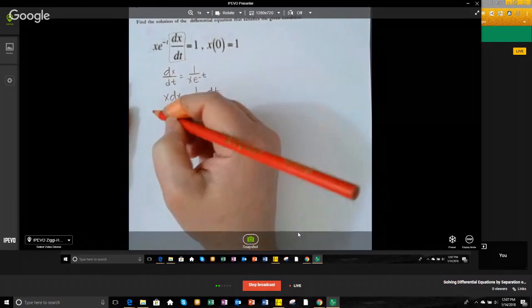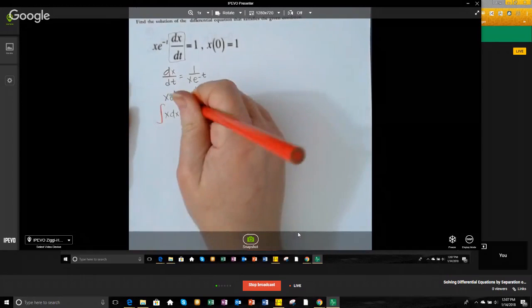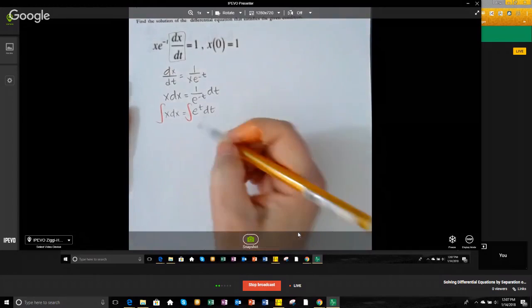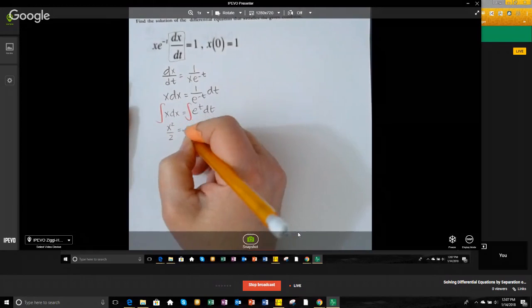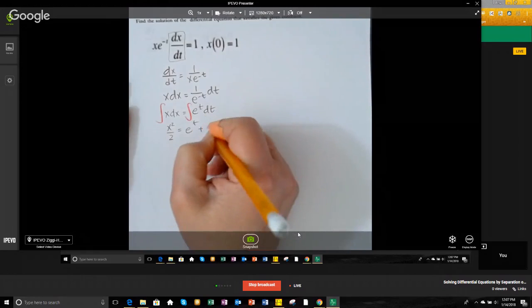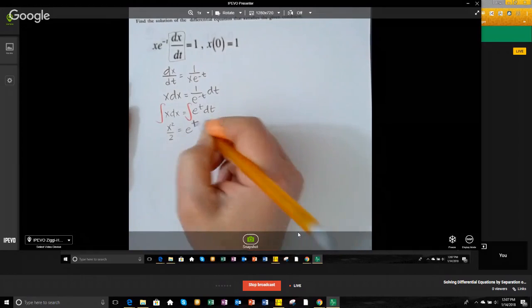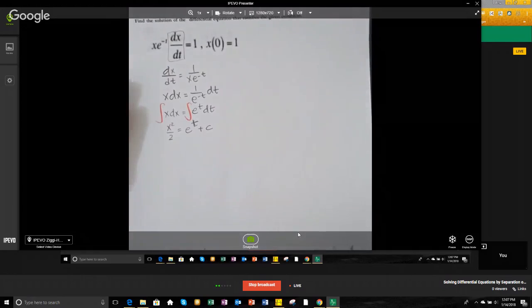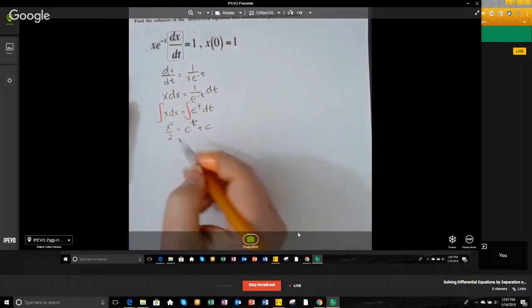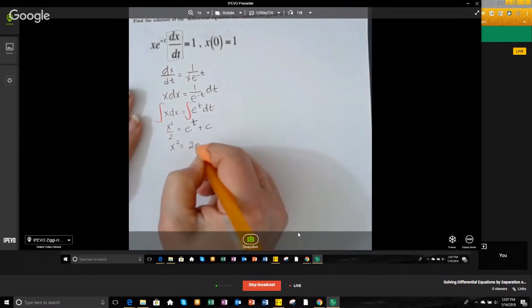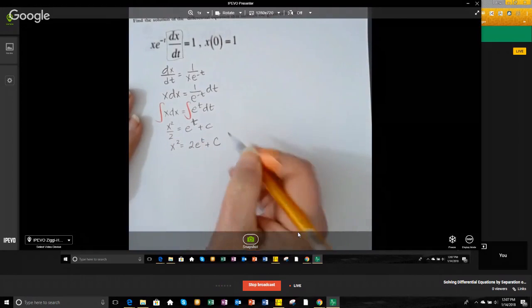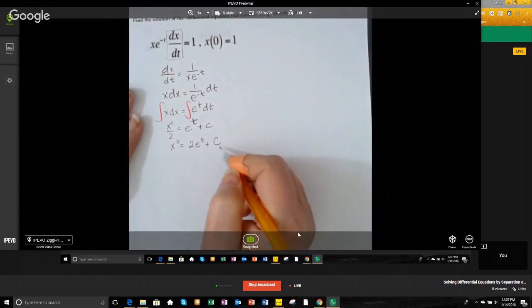Here we go, pulling out our magic integral marker. Integrating both sides, we're going to get x squared over 2 equals e to the t plus c. And solving for x here, we multiply everything by 2, we get x squared equals 2 e to the t plus c, because 2 times a constant is still a constant.